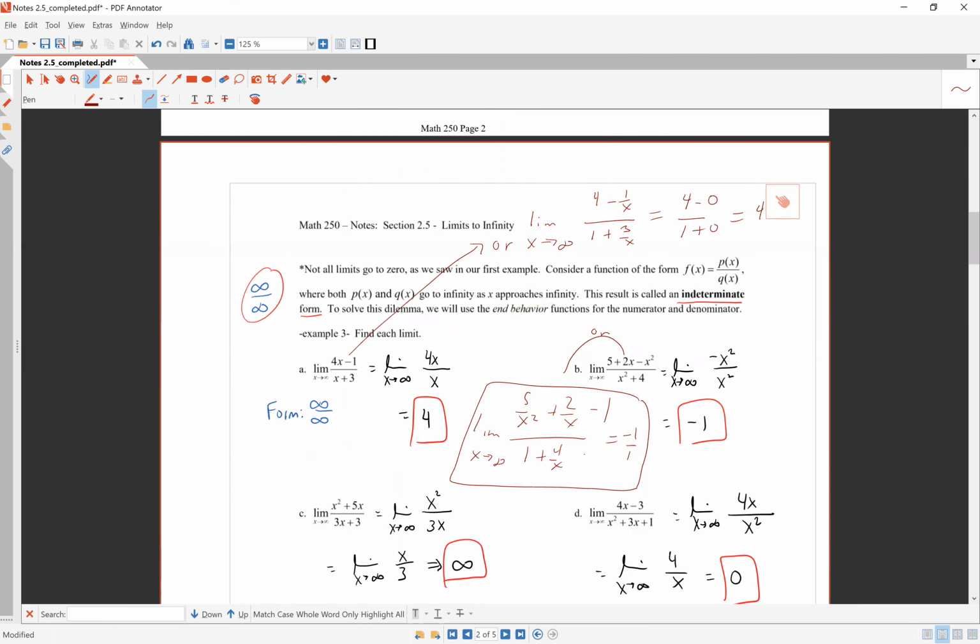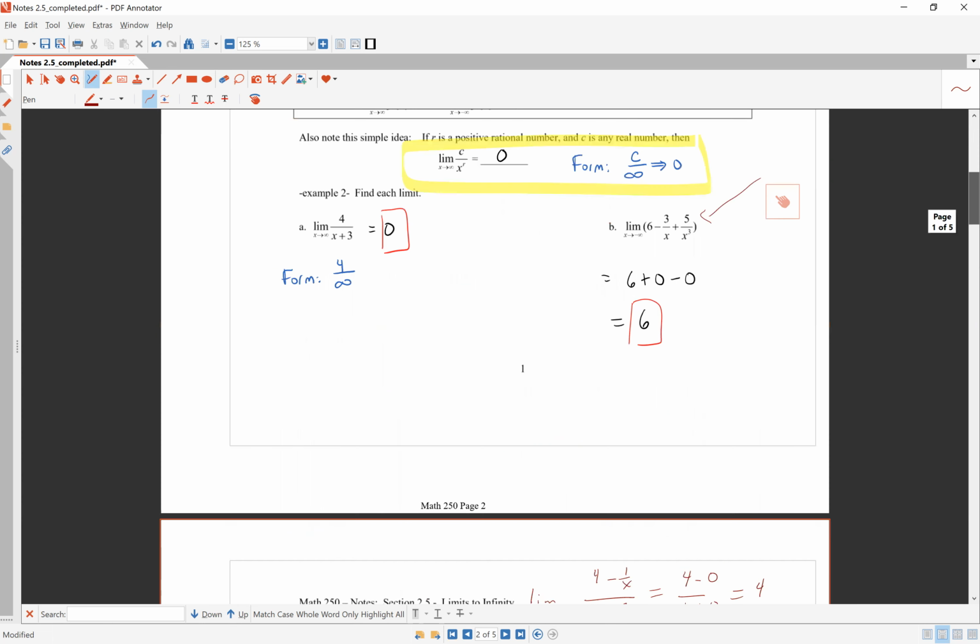Let's look at a few more examples. In that last example, the limit doesn't necessarily go to infinity or to 0. 3 over x goes to 0 as x goes to infinity, 5 over x cubed goes to 0 as x goes to infinity, but 6 does stay 6. So the limit isn't necessarily 0 here.